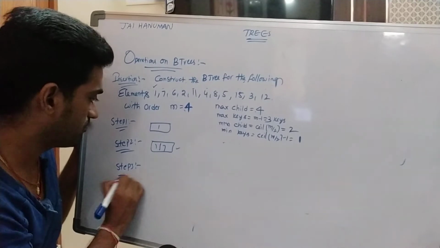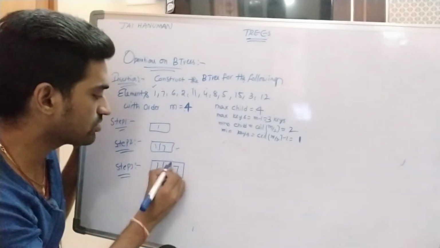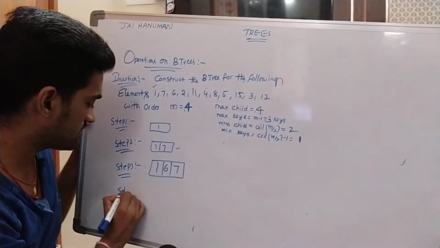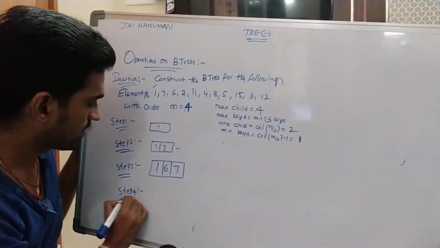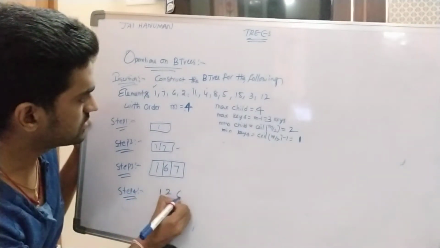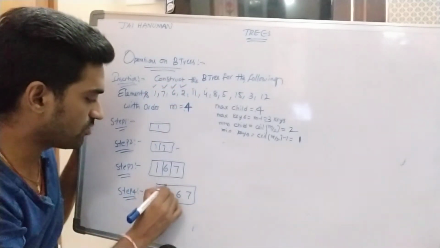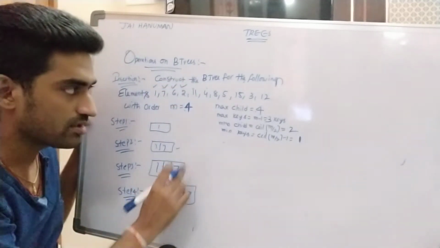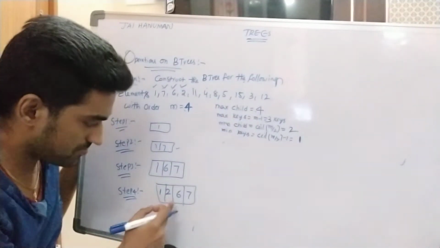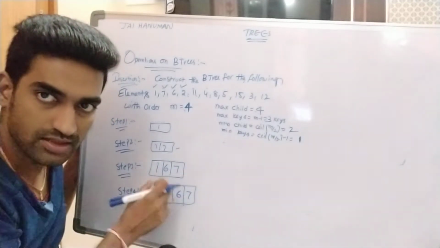Step 3: 1, 6, 7. Each and every node contains sorted key values only. So what is the next key value inserted in step 4? 1, 2, 6, 7. But this is a fourth order B tree which contains M minus 1, that is 3 key values only. So the middle element becomes the root node for these children.